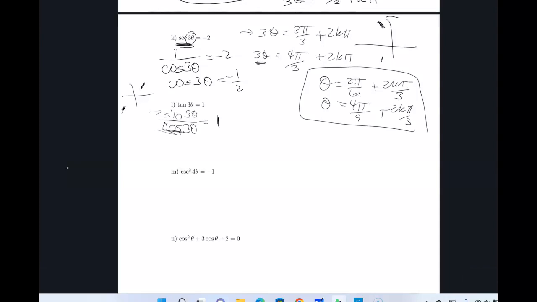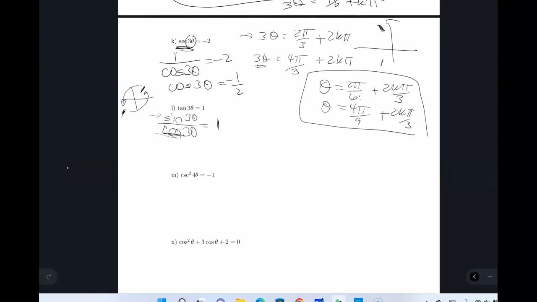And you notice that these are pi apart from each other, right? So that means 3 theta will go to the angle of pi over 4 and add k pi. So here pi over 4, add pi, add pi, add pi. Now I'm going to divide through by 3 everywhere. So I get pi over 12 plus k pi over 3. And that's a great answer.